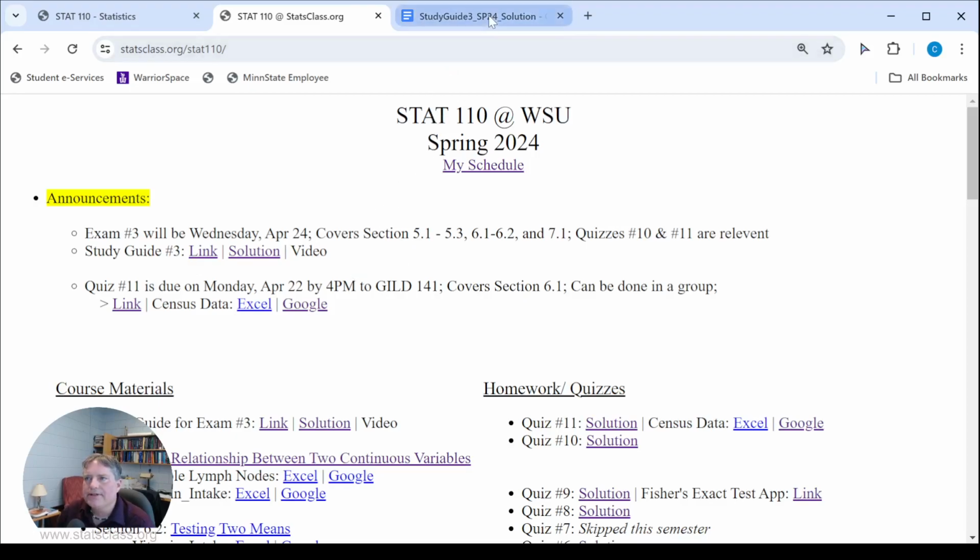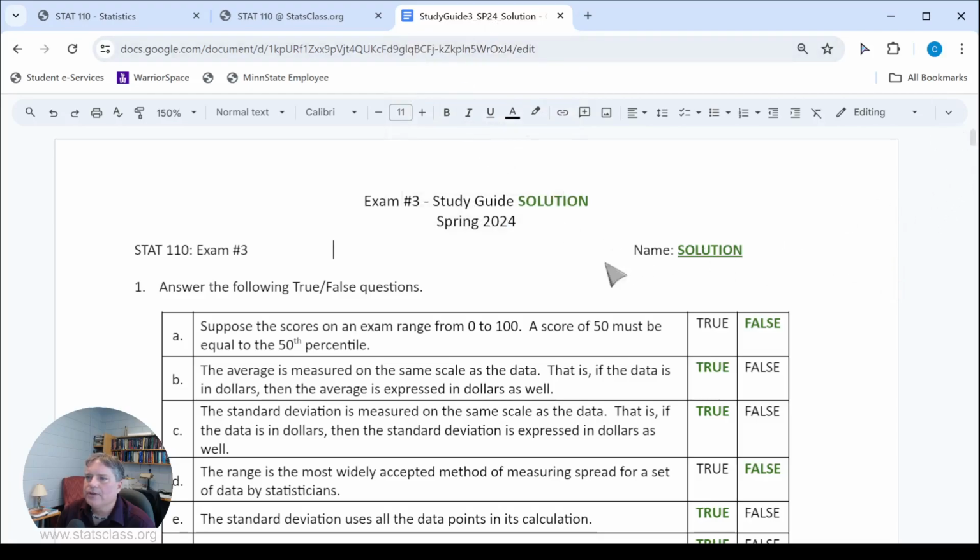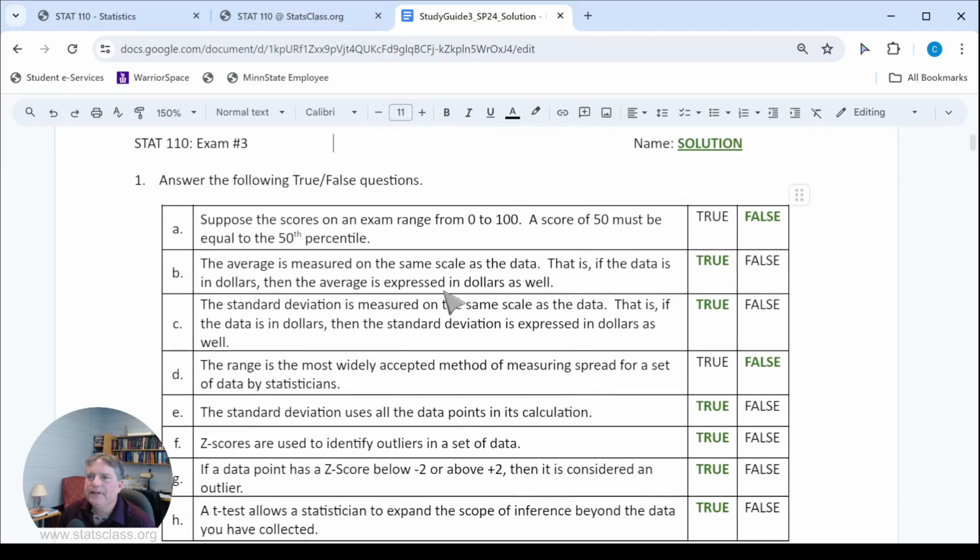Okay, let's go ahead and talk about the solution here. So up first we have a set of questions mostly out of chapter 5 here. Suppose scores on an exam range from 0 to 100. A score of 50 must be equal to the median or the 50th percentile. That is false. We could have one person that scored a 0, a whole bunch of people that scored maybe in the 80s, and then one other person that scored in the 100. The 50th percentile would be in the 80s then, right? So it doesn't have to be halfway between the maximum and the minimum.